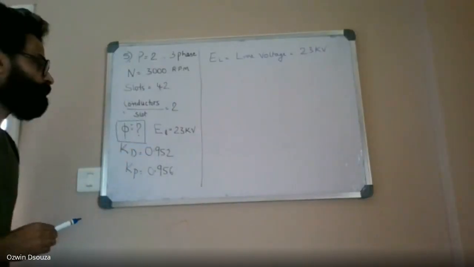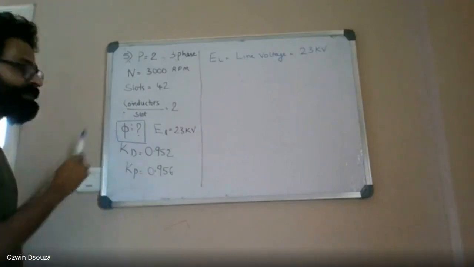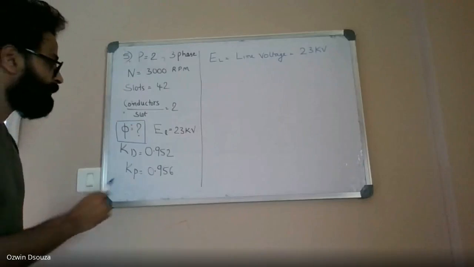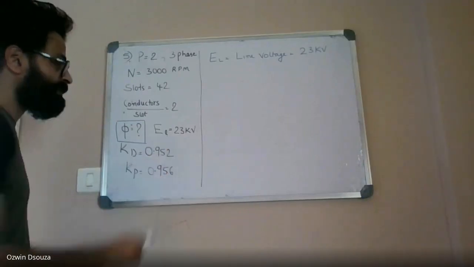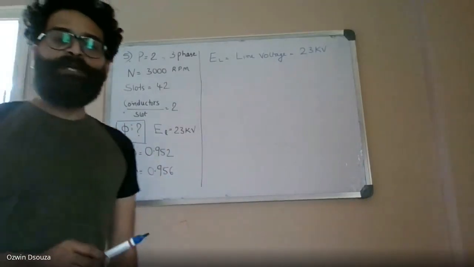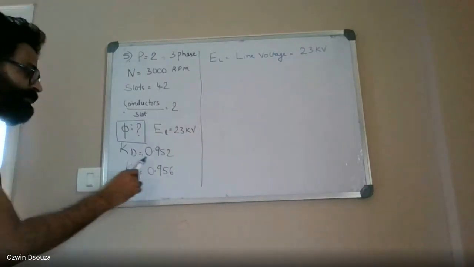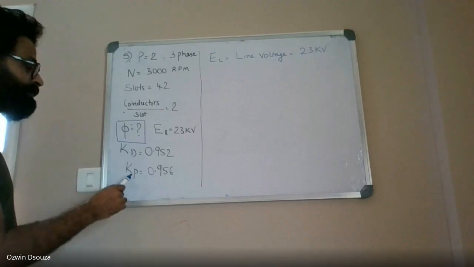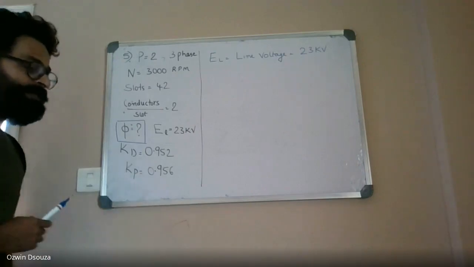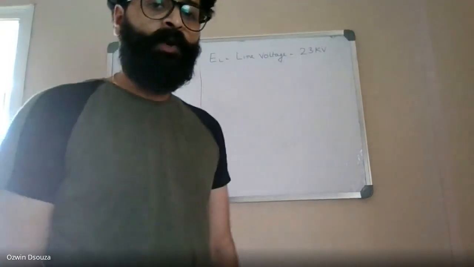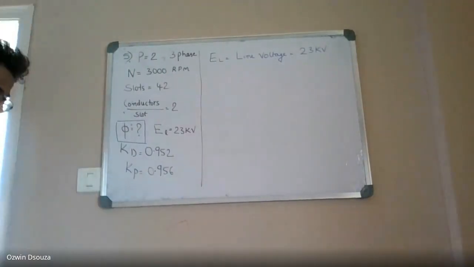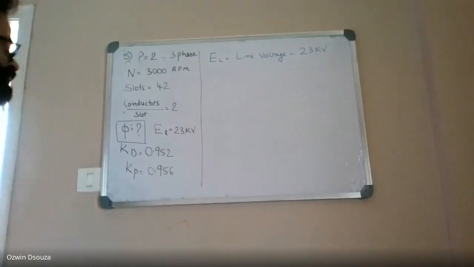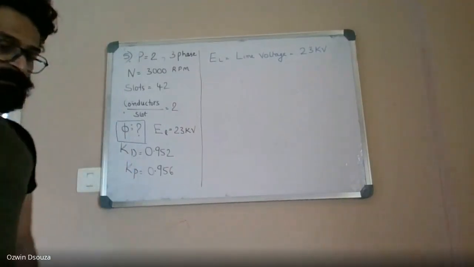equal to 2. So we are supposed to determine the value of flux per pole in order to get a line voltage of 23 kilovolts. The distribution factor is given as 0.952 and the pitch factor is given as 0.956. All right. So this being the problem statement, you are supposed to find the flux per pole value.